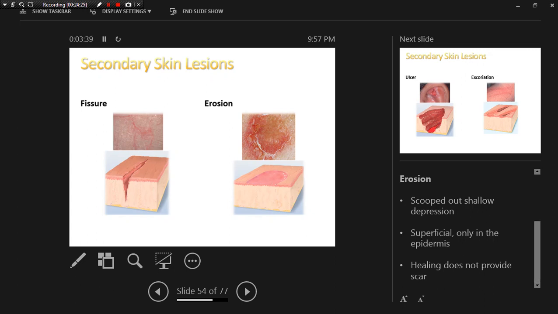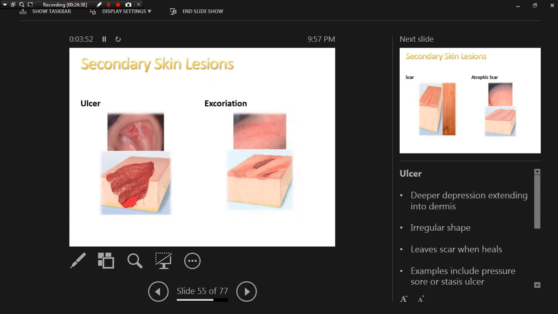And so because it's just that epidermis, healing is not going to be a problem because it's very superficial. So it doesn't have to go through the process of building any more of that dermis tissue to fill in. It's going to just heal very quickly. And then we know ulcers when we talk about pressure ulcers.